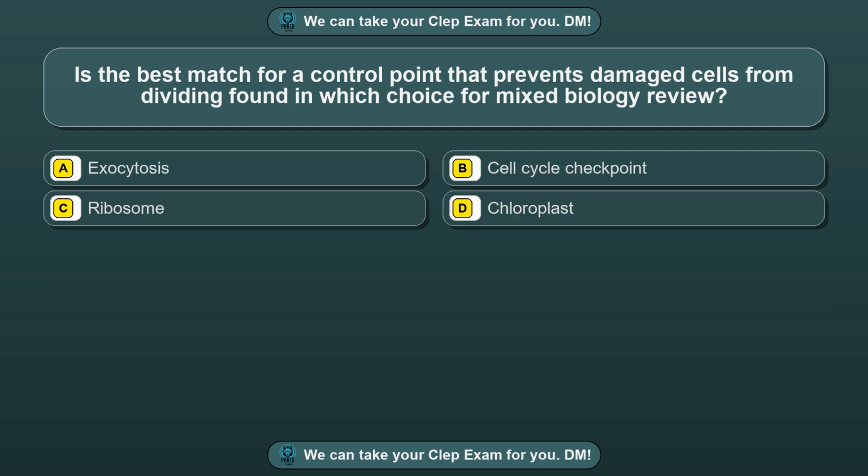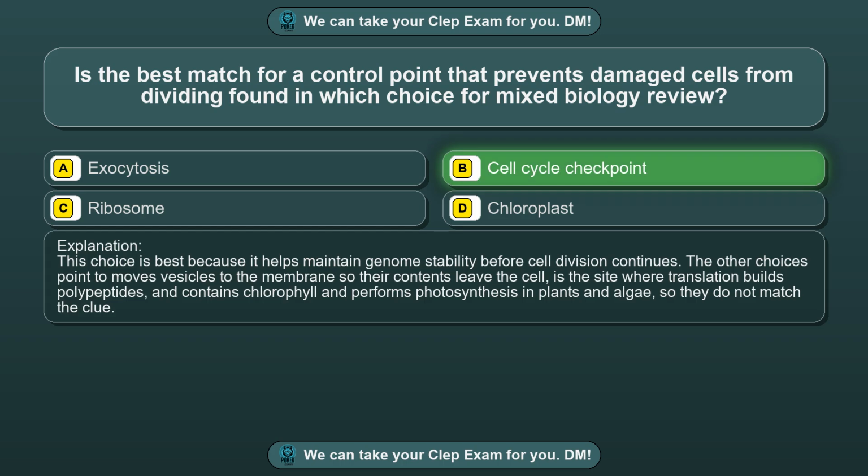Question 54. Is the best match for a control point that prevents damaged cells from dividing found in which choice for mixed biology review? Option A, exocytosis. Option B, cell cycle checkpoint. Option C, ribosome. Option D, chloroplast. The correct answer is option B, cell cycle checkpoint.